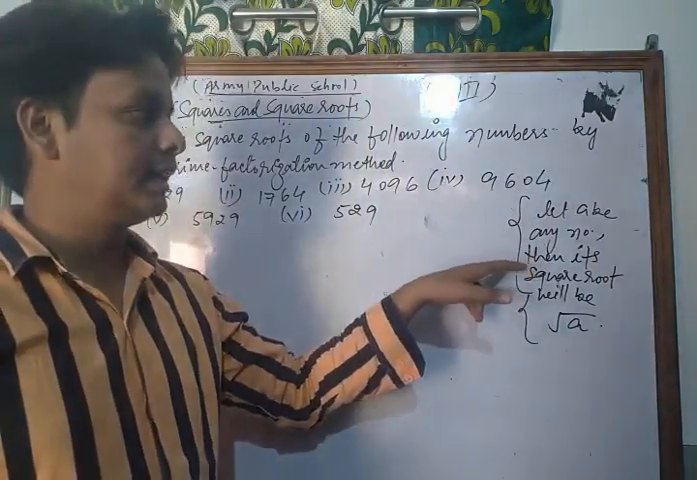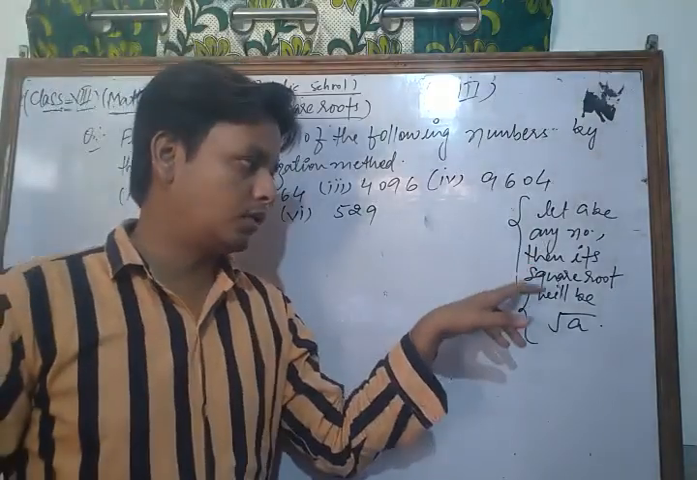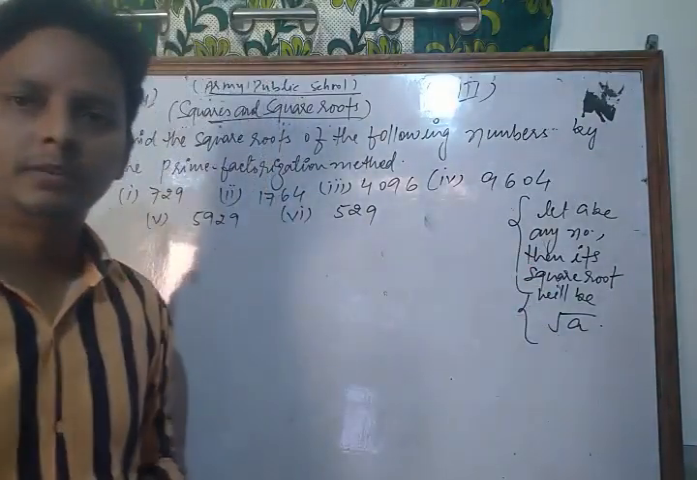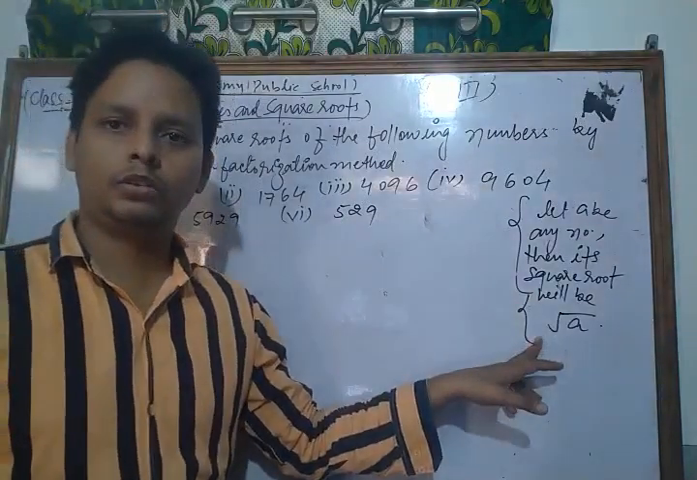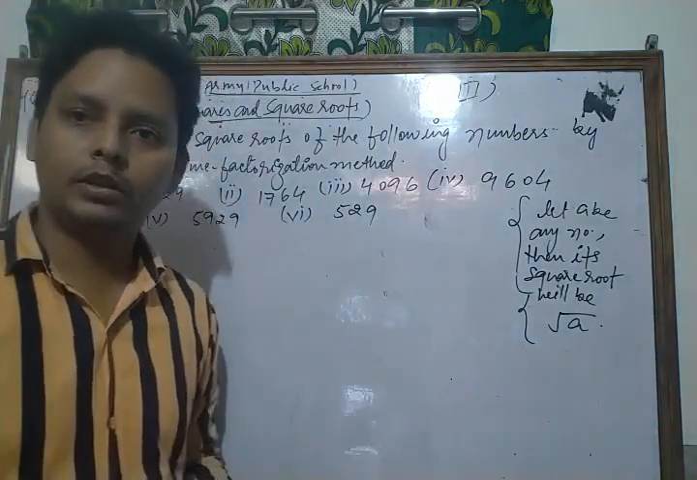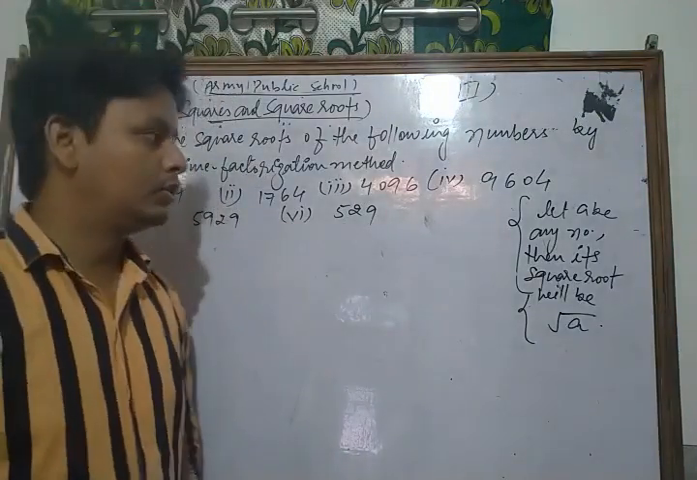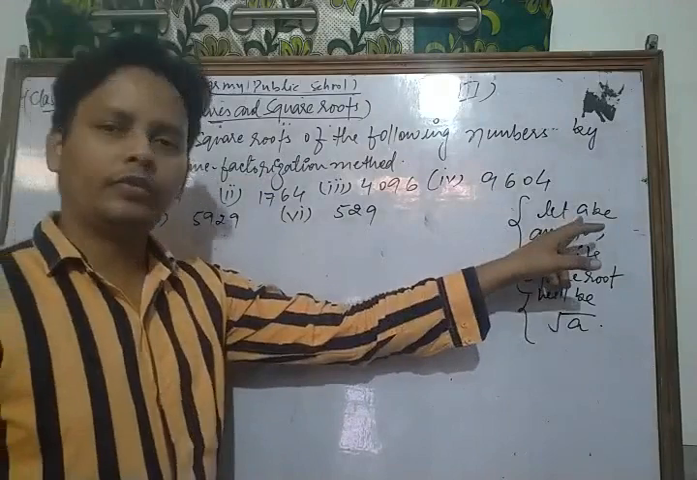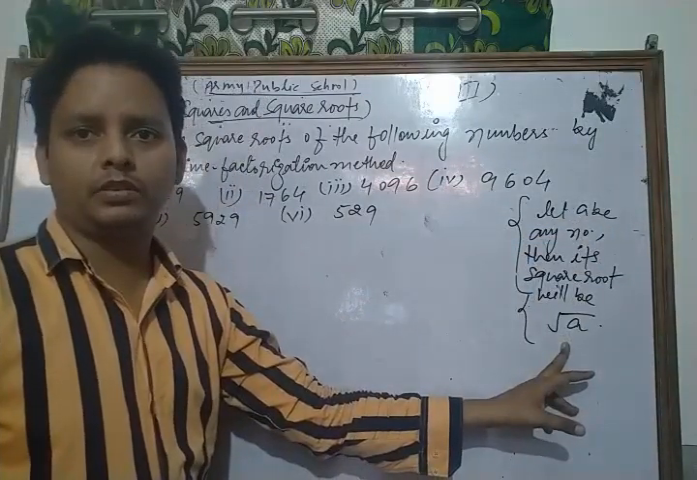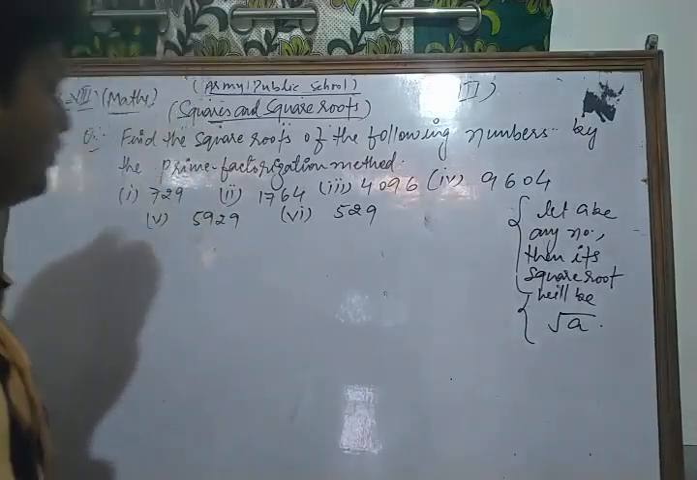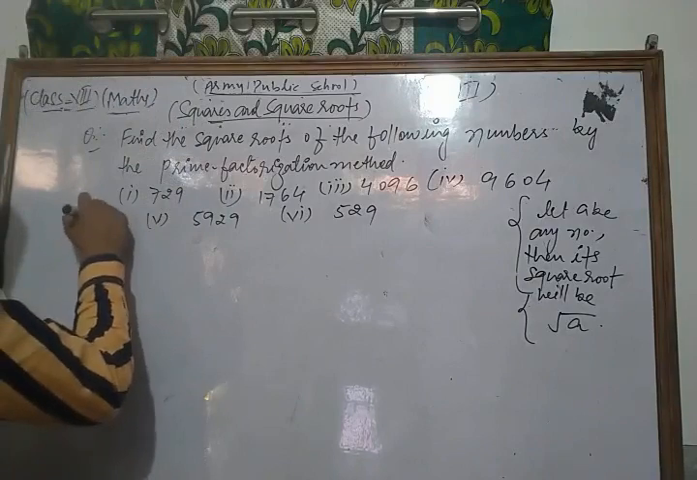So let a be any number, then its square root will always be equal to what? Under root a. Okay, dear students, so the square root of any number can be denoted by under root a. This is the concept of square root. Now we solve each and every question. Now we take the first part of this question and solve it.